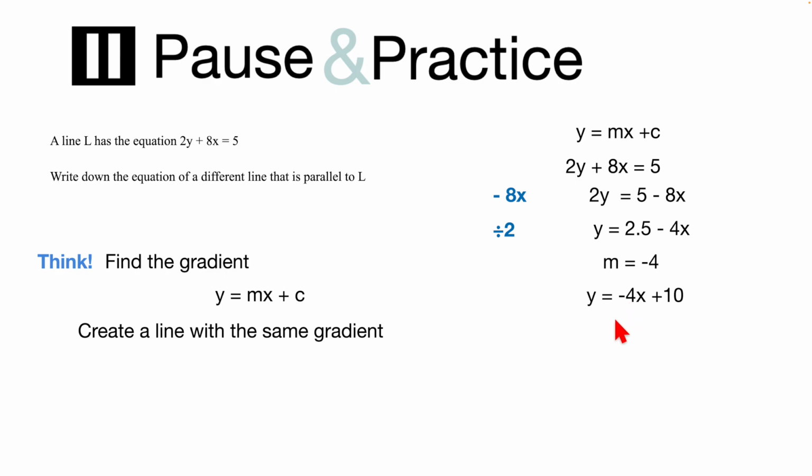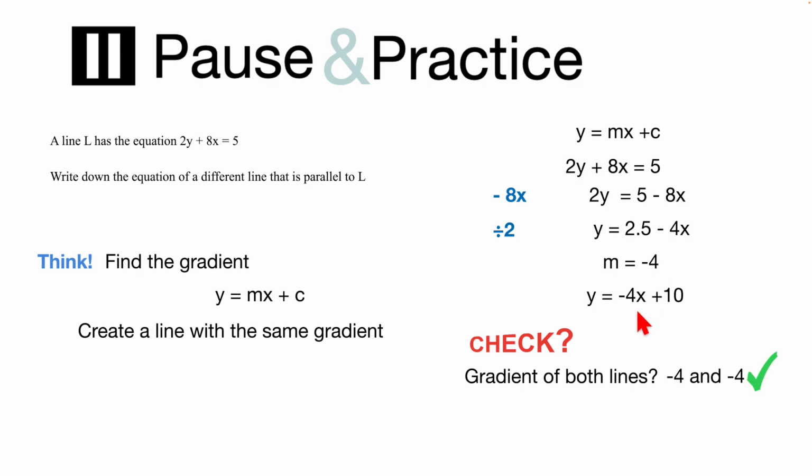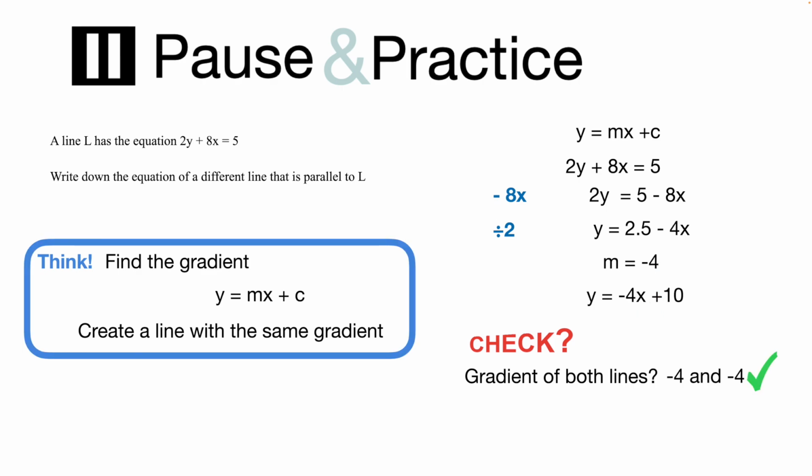And now I just make up a line. y = -4x + 10. I could put -4x + 100. I could do anything really. We check it. Gradient of both lines. Well, the gradient of this line we've worked out is -4. Gradient of that line is -4. They're both the same. I'll give myself a mark for that.